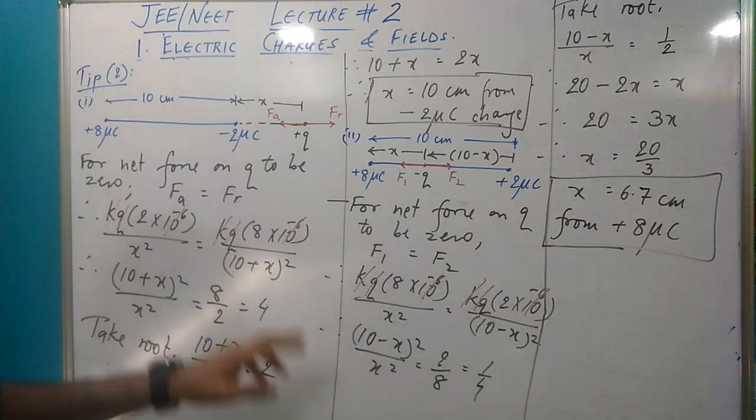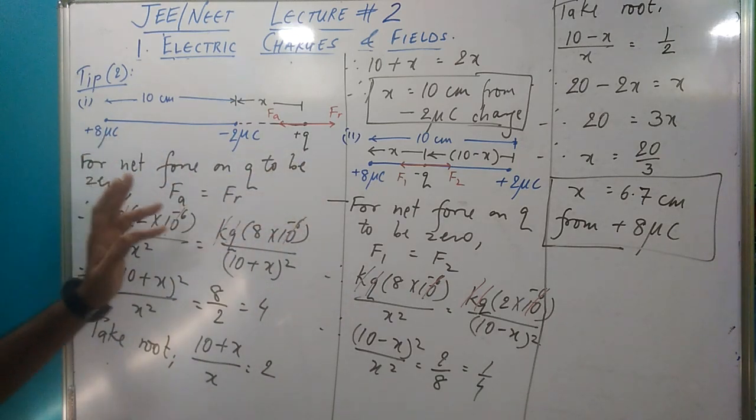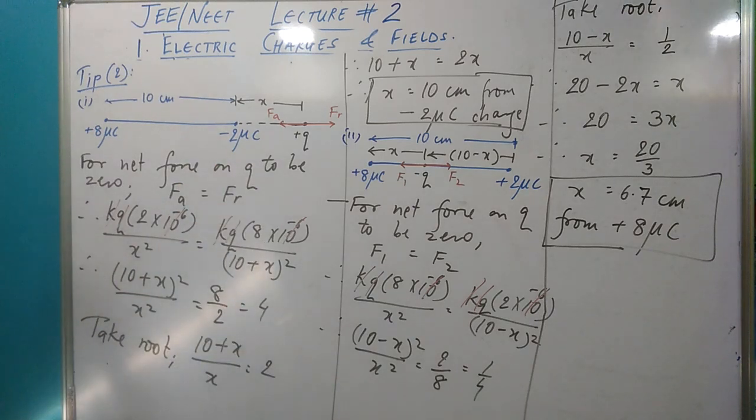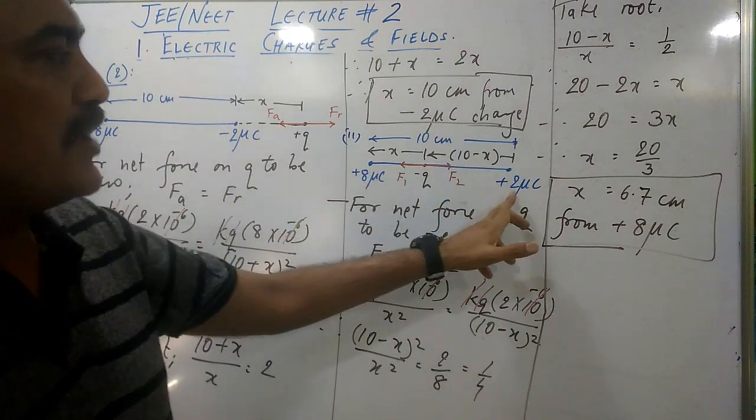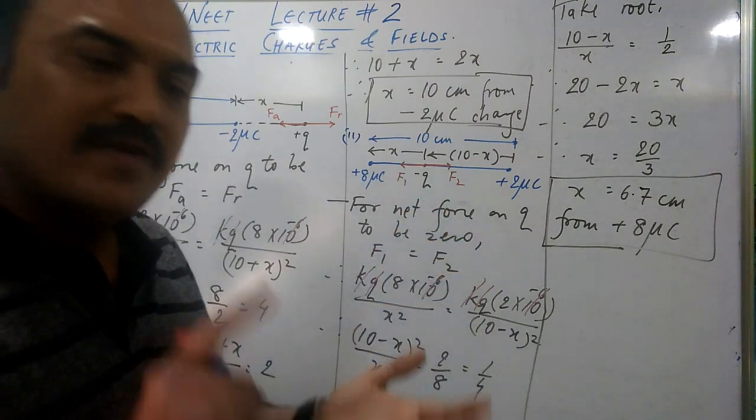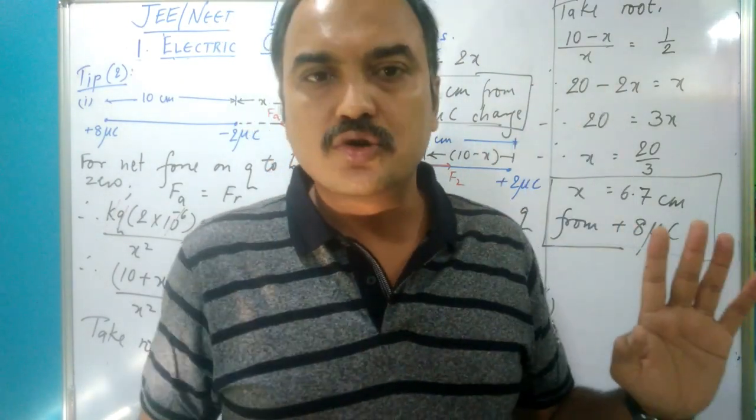Let me make a note. This was force, but if somebody would have told you I've got two charges and find a point where the electric field is zero, then it would have been the same. The only difference would have been there would have been no plus q there. It would have just been a point and the net electric field would have been zero. Same here, plus 8 plus 2, net electric field here would be zero. So where the force is zero, the net electric field is also zero.